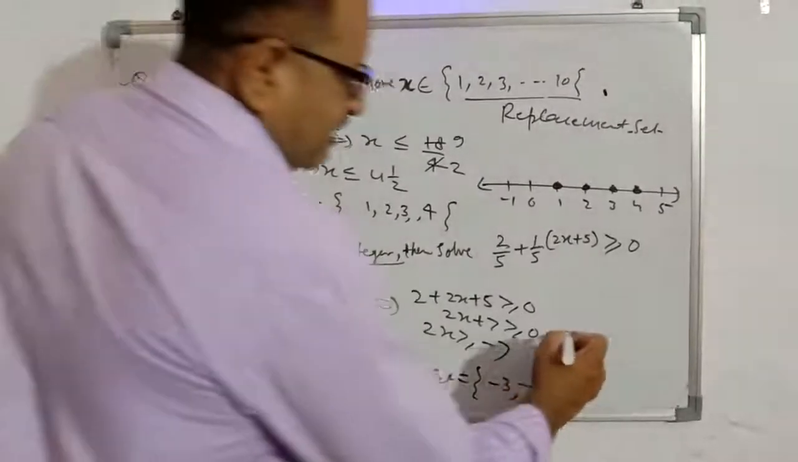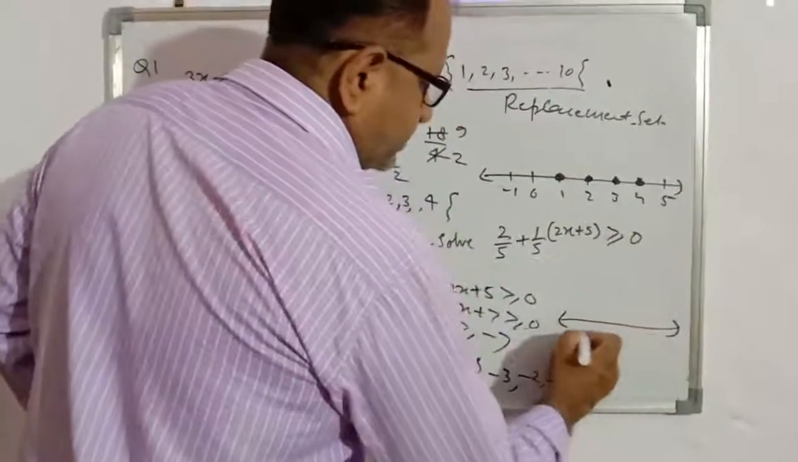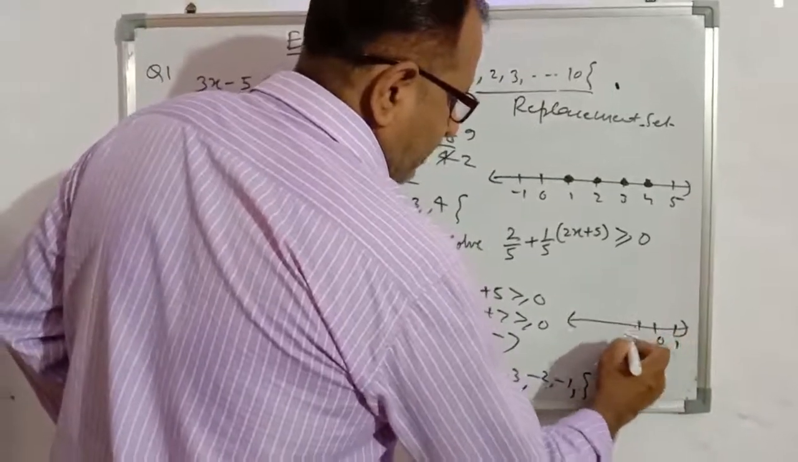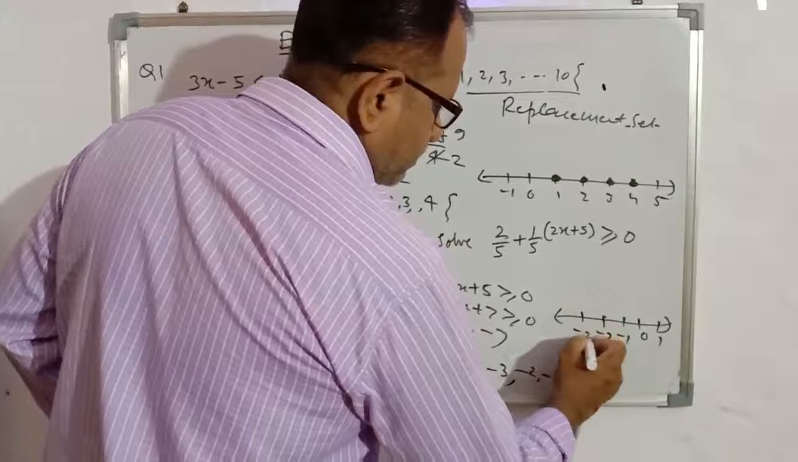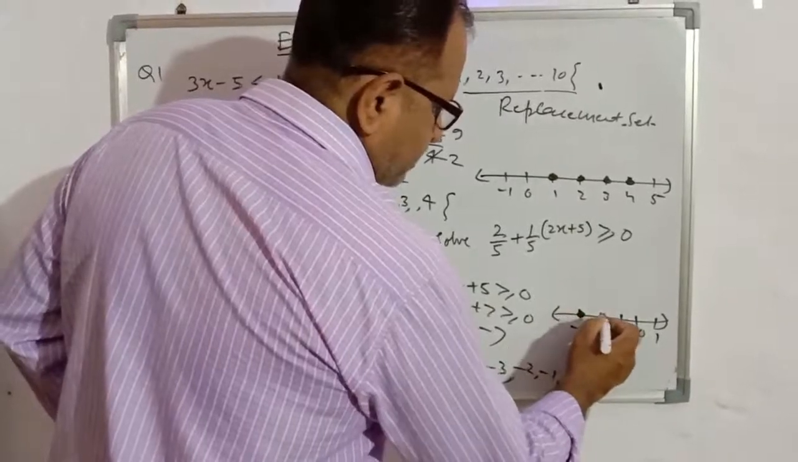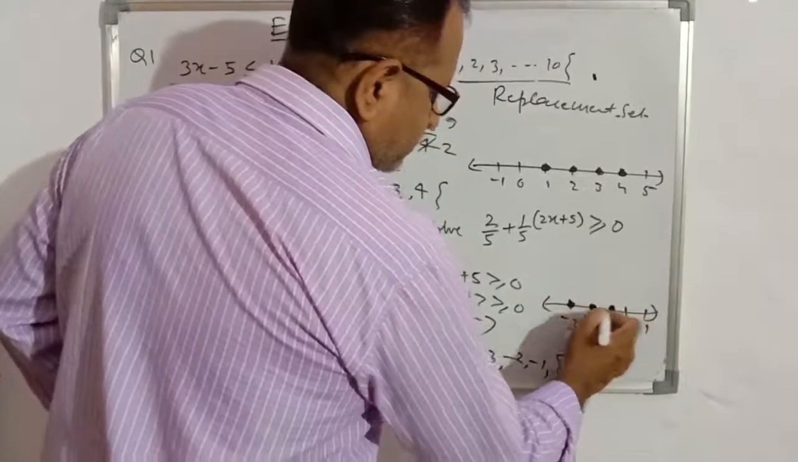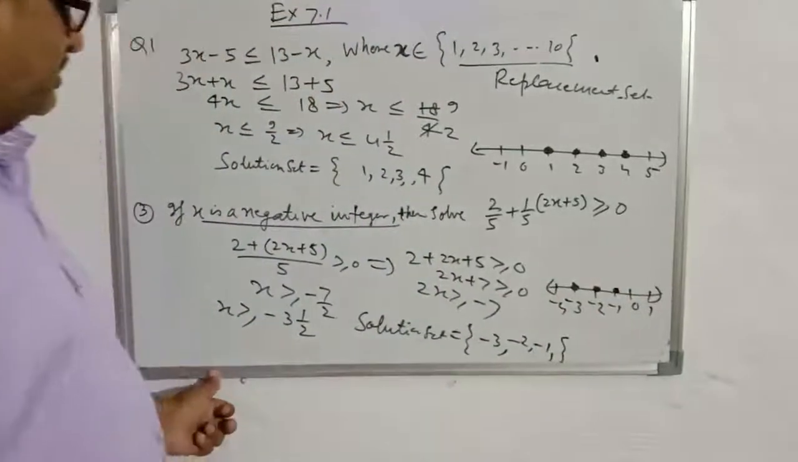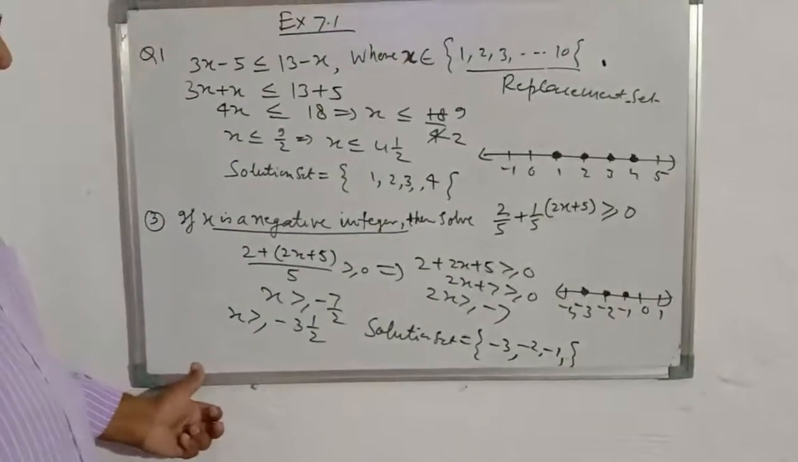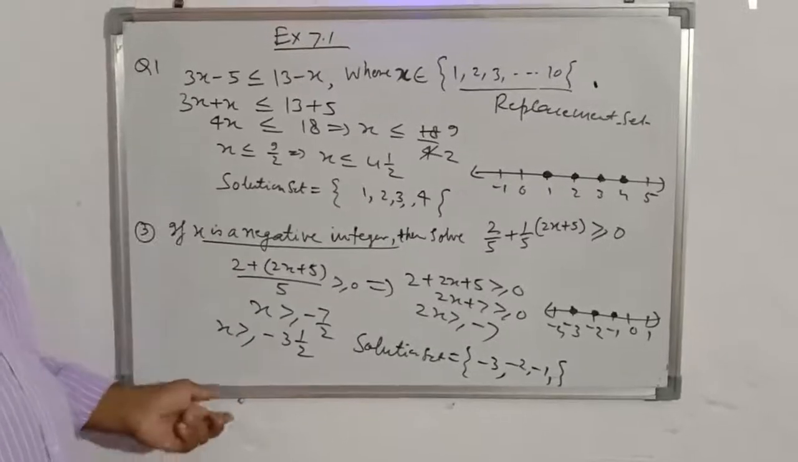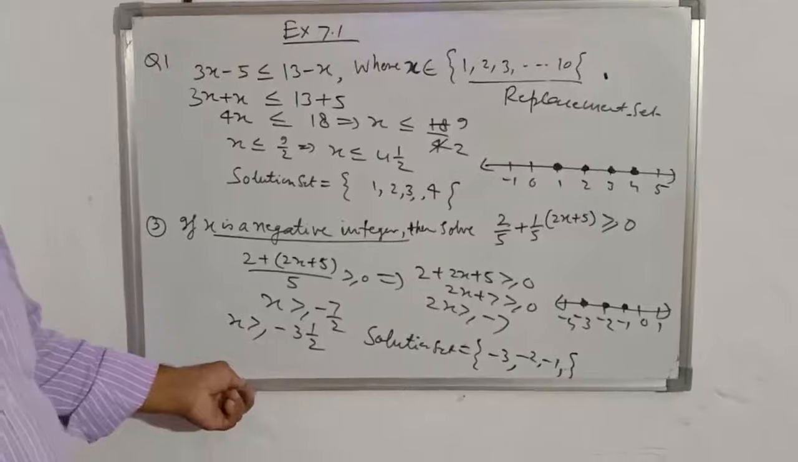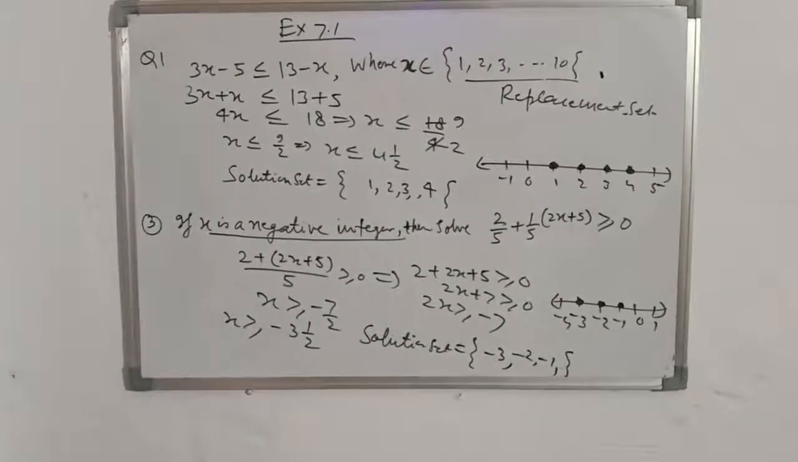And we can represent it on the number line like this. 0, right side positive numbers, minus 1, minus 2, minus 3, minus 4. So these 3 dots represent the solution set. These types of problems you have already solved in class 10th. Now we will see some more questions from this exercise.